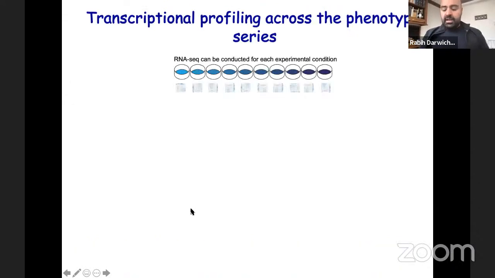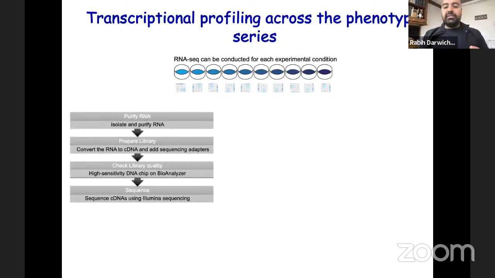After that, the idea was that we needed to link this phenotype to the genotypic data. So under all these transformation conditions, I performed RNA sequencing, and like this, we will obtain as much information as possible about the transcriptional profile.